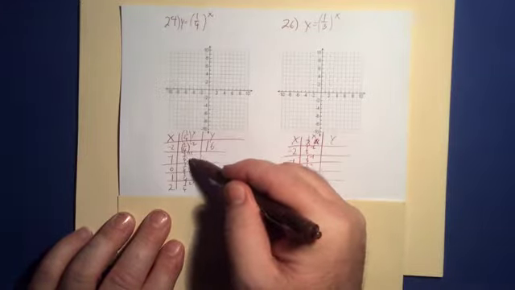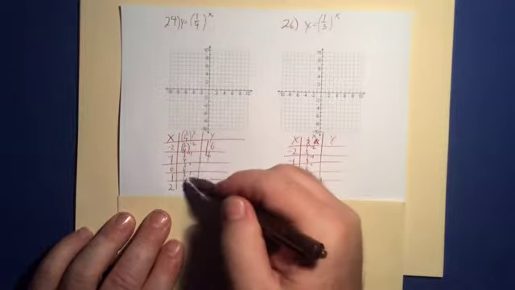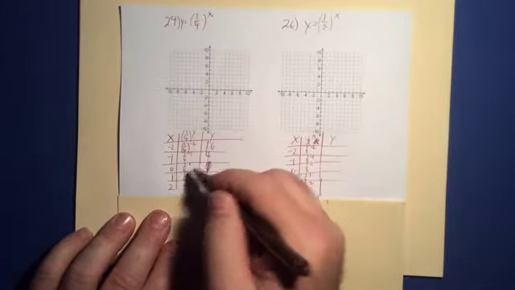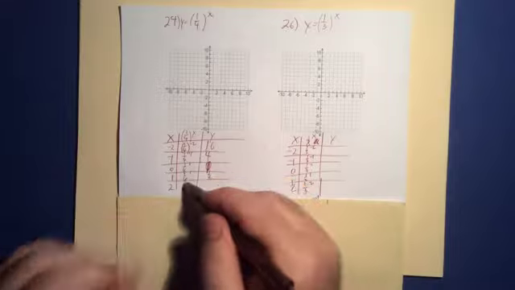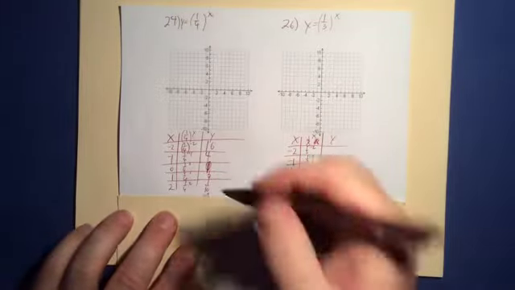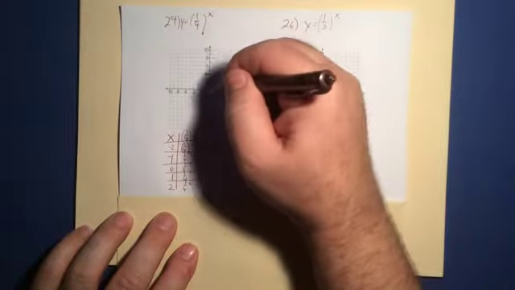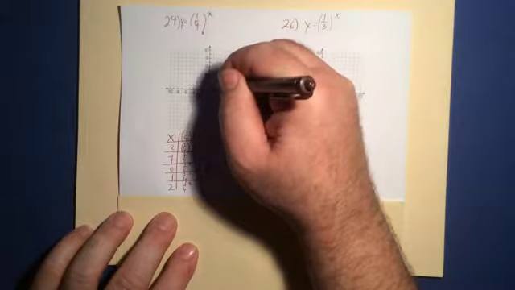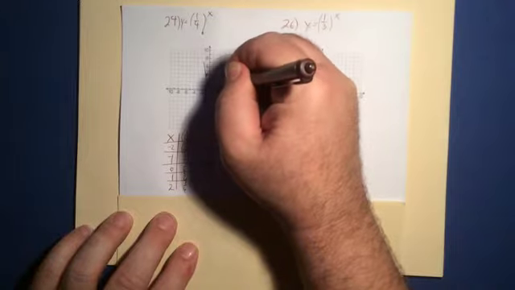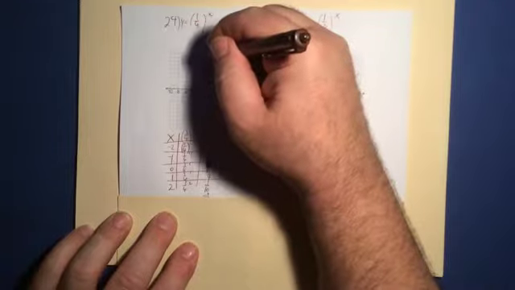1/4 to the -1: to get rid of the negative on the exponent, I flip it and make it 4 to the 1, which is just 4. 1/4 to the 0 would be 1. 1/4 to the 1 is 1/4, and then 1/4 to the second is going to be 1/16. So when we graph it, we get something like this. This is going to be way up here: 4, 1, 1/4, 1/16. So all of a sudden, the graph seems to be behaving quite differently.